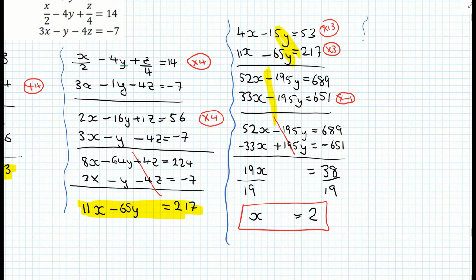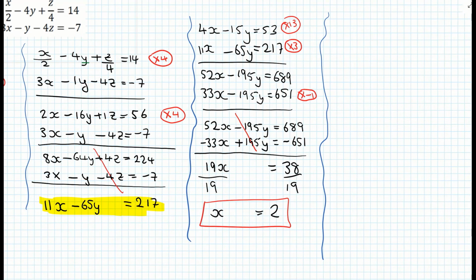Now some of you out there might be used to the subbing in method. I'm going to solve it the old-fashioned way here. I'm going to cancel them out. So I'm going to write down my two equations once again. 4x minus 15y equals 53. 11x minus 65y equals 217. That's meant to be a 3 there.